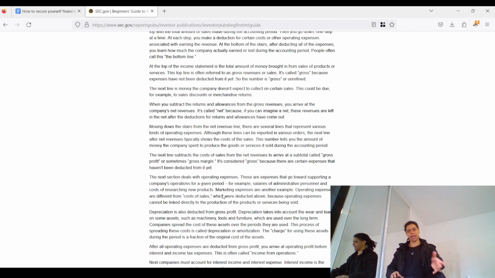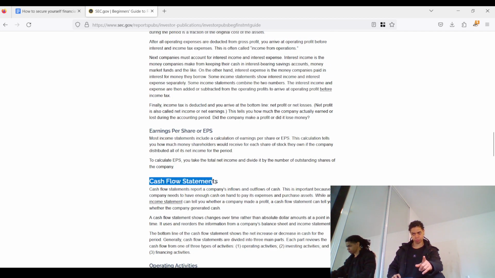And then there is earnings per share, which is a metric or calculation used to tell how much money a shareholder would receive if, hypothetically, a company decided to distribute all of its earnings, which won't happen, but it's just a calculation. You take the total net income and divide it by the number of outstanding shares of the company. EPS, earnings per share, right?